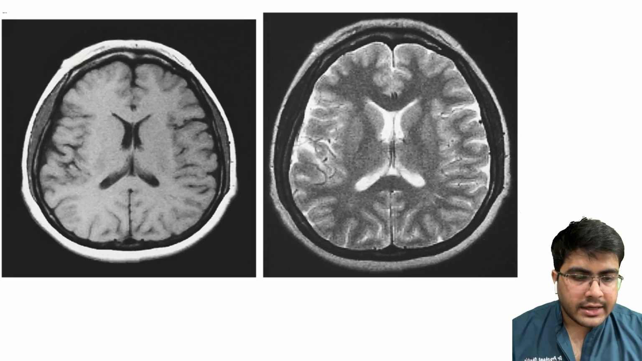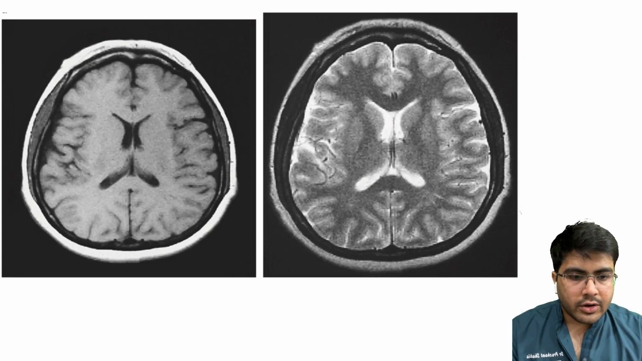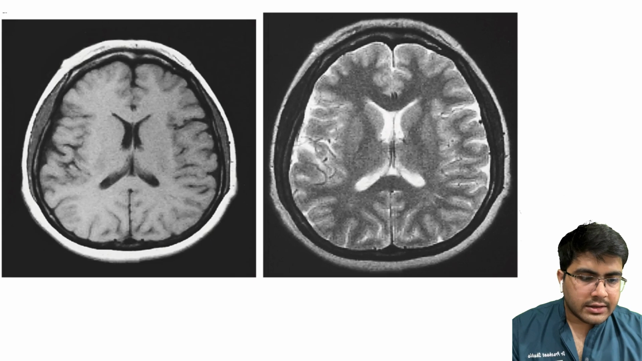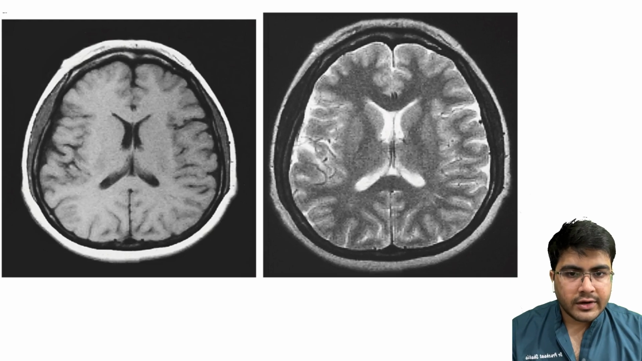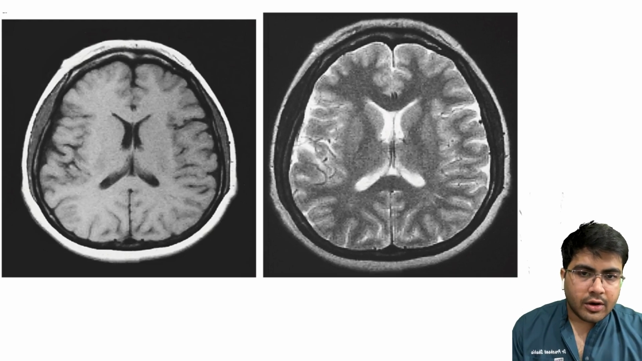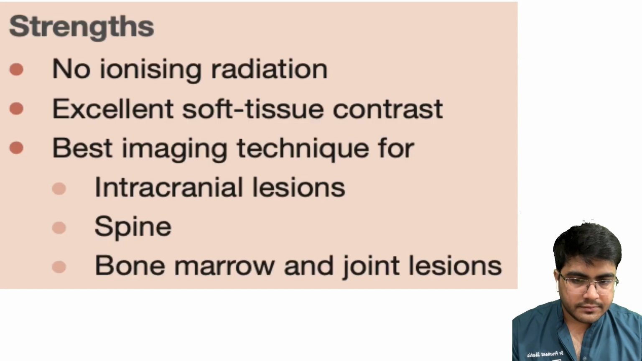Now coming to the right hand side, everything goes opposite. You can see the CSF in the subarachnoid space, ventricles, and cisterns, everything is white. The white matter is appearing dark and the gray matter is appearing lighter. This is classical of T2 weighted images. This is how you differentiate in the MRI brain whether the image is T1 weighted or T2 weighted.